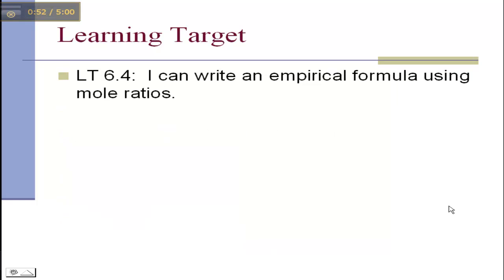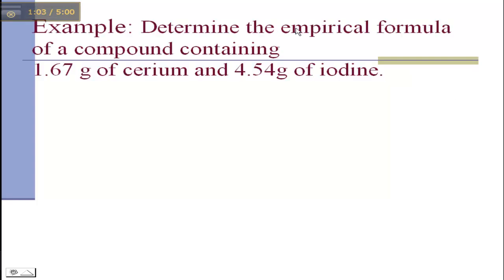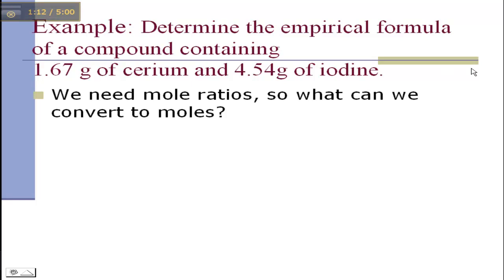So learning target 6.4, we're going to write empirical formulas using the mole ratios. We're going to actually calculate mole ratios by doing mole conversions. So here's an example problem. The empirical formula of a compound containing 1.67 grams of cerium and 4.54 grams of iodine. So we need mole ratios.